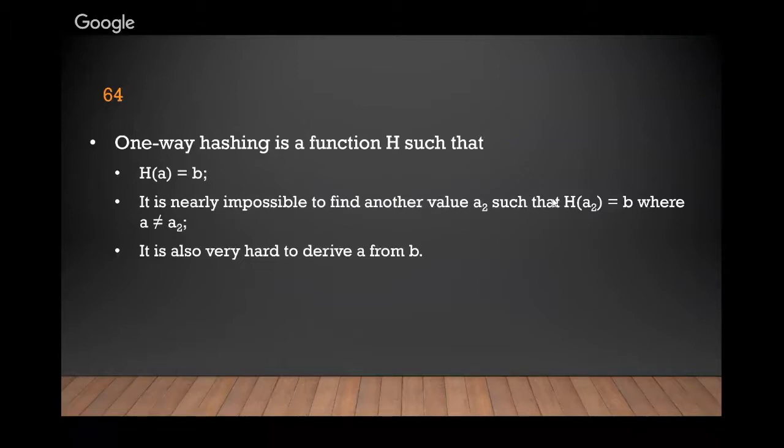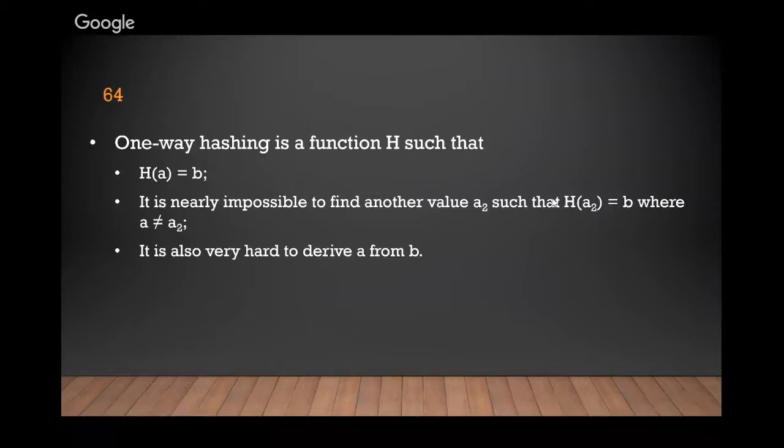So, some mathematics now. One-way hashing is a special kind of hashing that is used in information security. A is the input, B is the result. It's just a function that takes one input. Let's call it function H. You apply H on A, and the result is B.